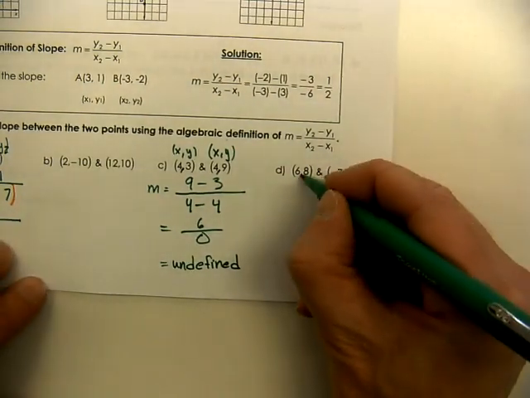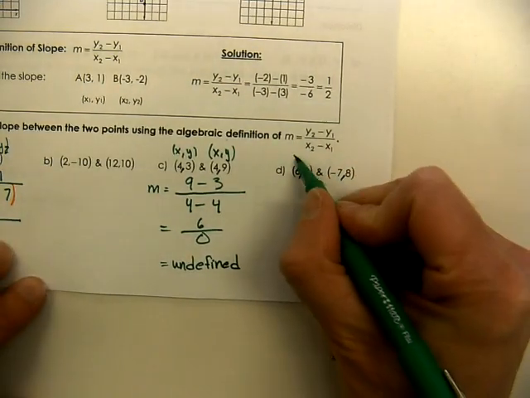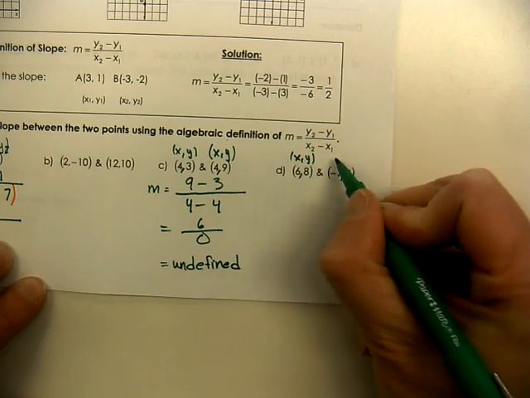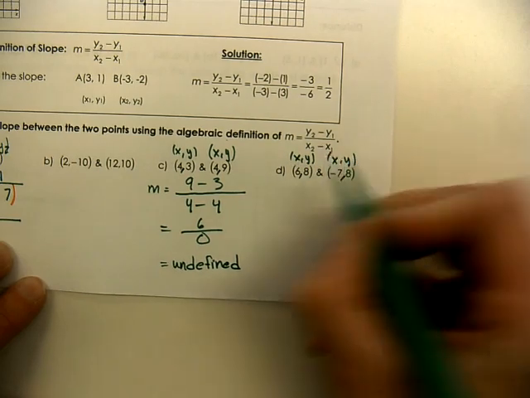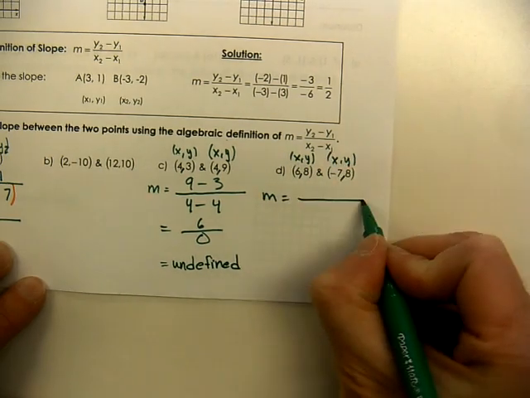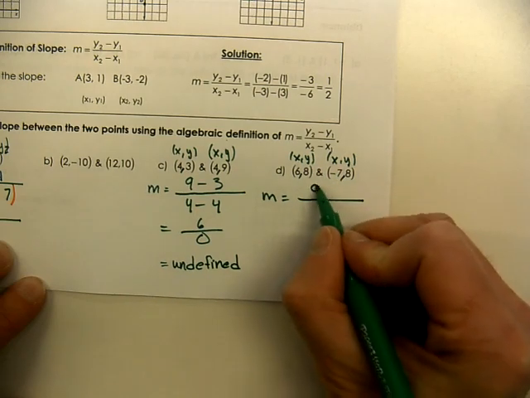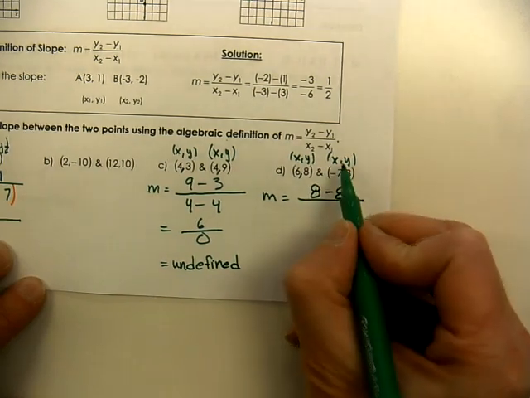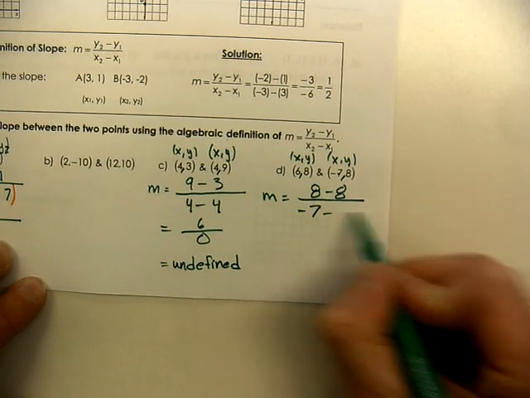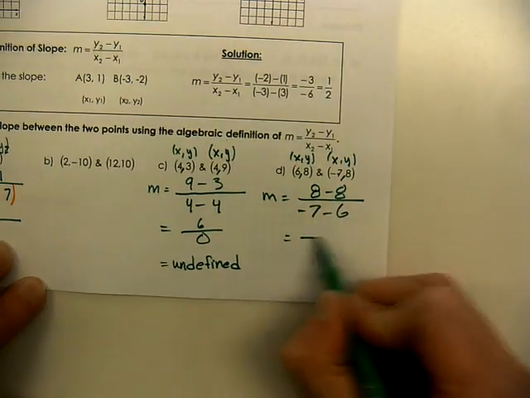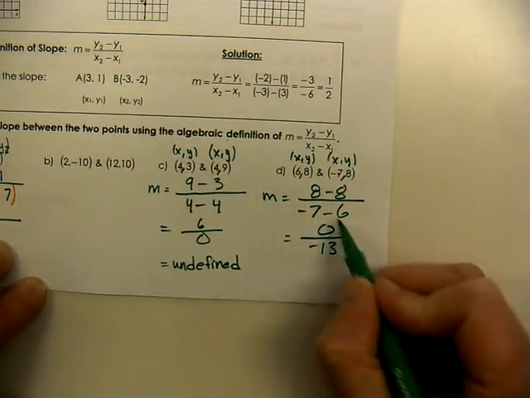All right, here's part D. Find those commas. They separate your x from y coordinates. And again, let's set up our slope formula. So y minus y, you have an 8 and an 8, so 8 take away 8. The x-coordinates are negative 7 and 6, so negative 7 is subtracting the 6. This time we have a 0 on the top.